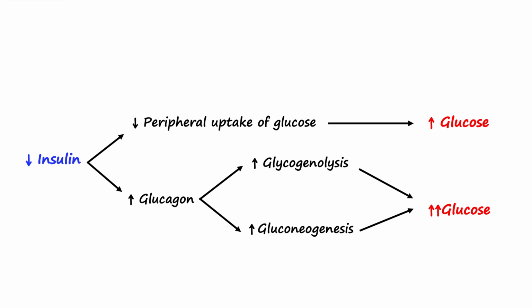Now, what is the consequence of having hyperglycemia? Osmotic diuresis. You're going to lose significant amount of electrolytes and water, and that is why patients with DKA usually present with volume depletion.